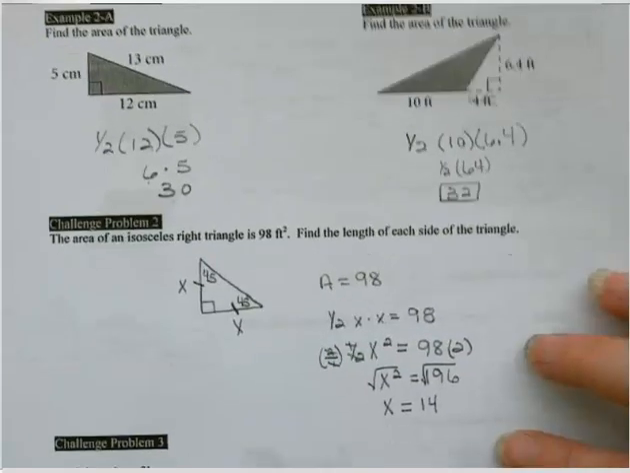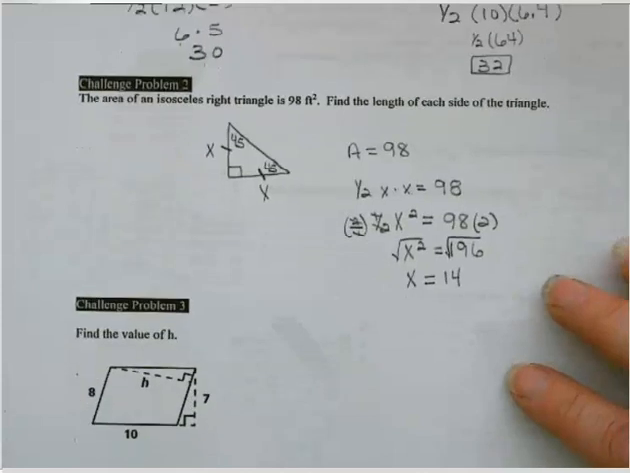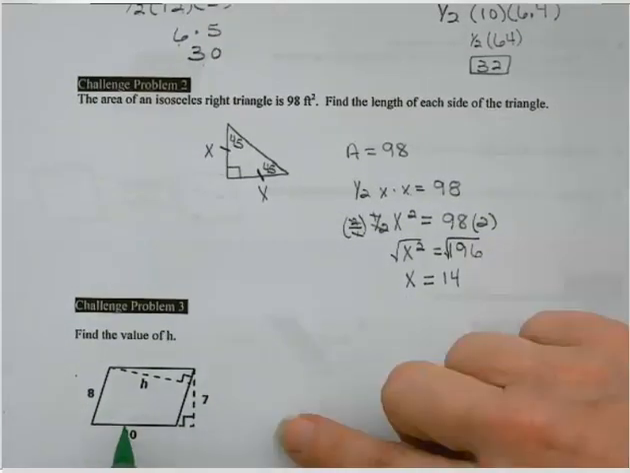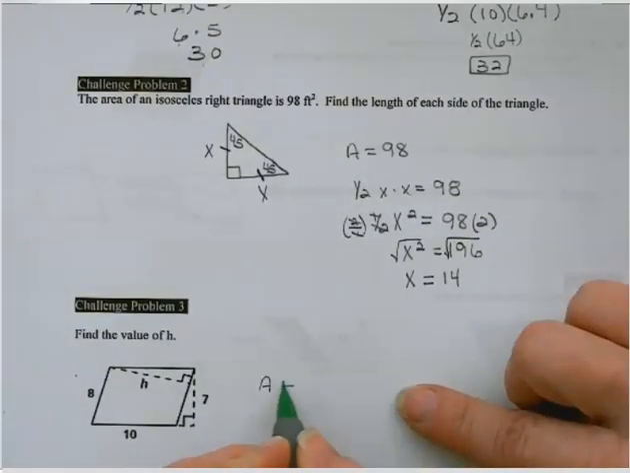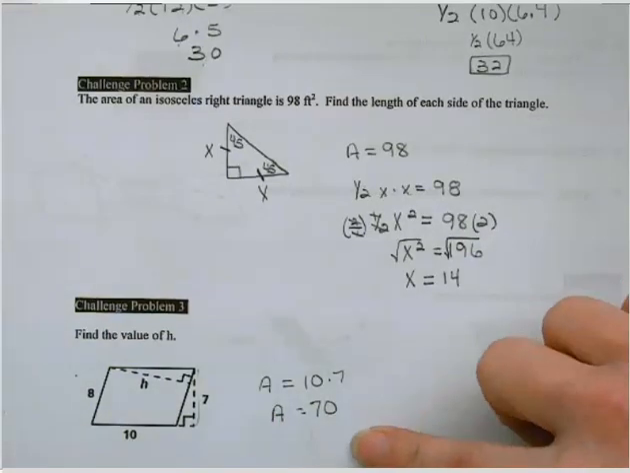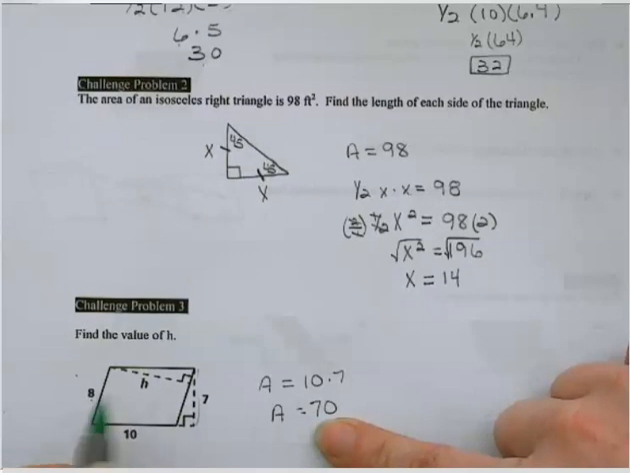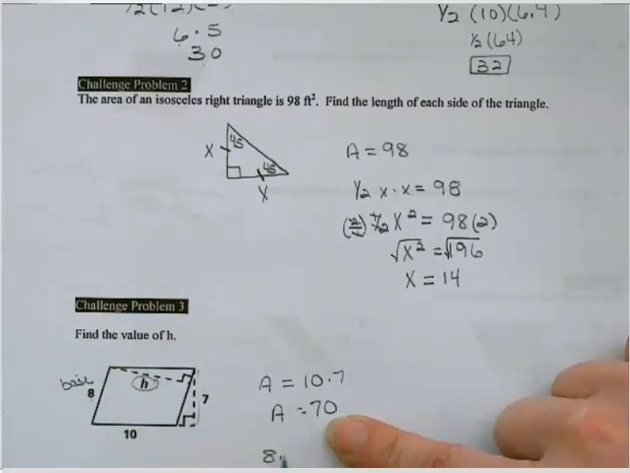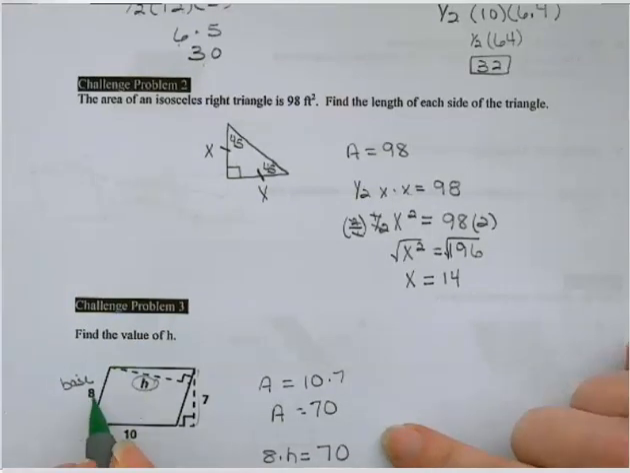Let's take a look at the challenge problem real quick here. This is a parallelogram. So let's find the area of the parallelogram. It's base times height, so it's 10 times 7, so it's 70. Now that I have the area, I think I could use this as your base and this as your height. If I use 8 times h, that's going to give me the same area because it's the same parallelogram. So 8 times h has to equal 70.